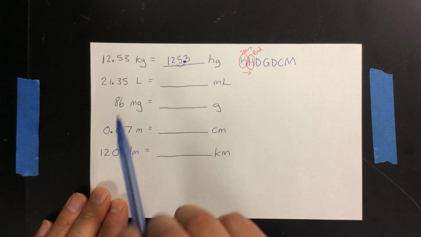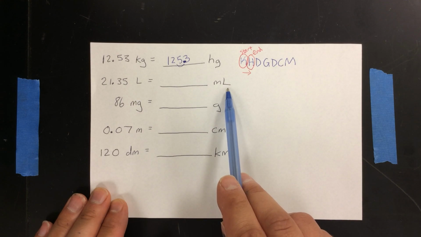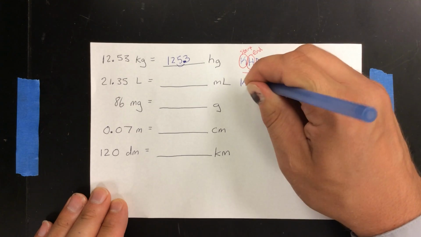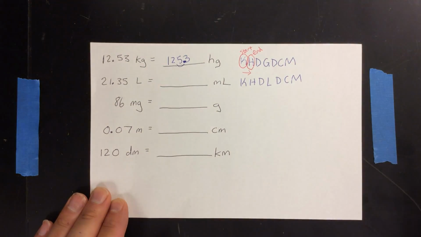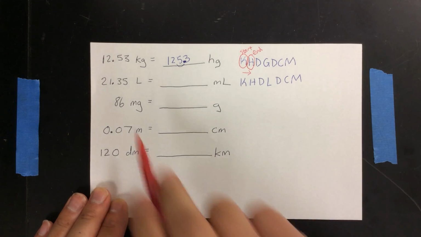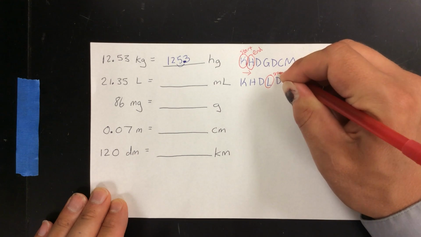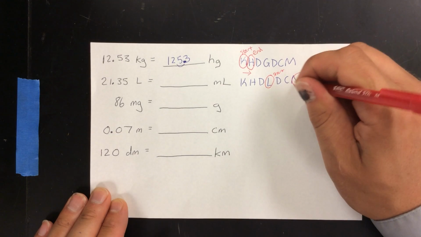Let's try another example. In this case, we're going from liters to milliliters. So now our dog will be leaping. So we'll say, keep his dog leaping down center main. So we're going from liters, so our start letter would be the one in the middle, over to milliliters. That's represented by the N.